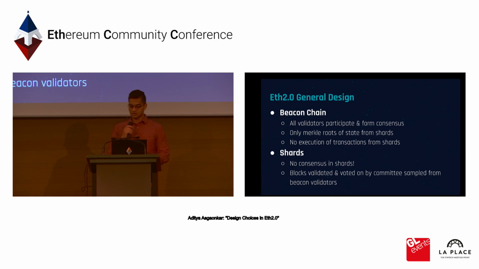And if you aren't forming consensus in shards, then how does a shard chain grow? So what we do is sample validators from the entire validator set and assign them to specific shards. And instead of forming consensus in shards, they just vote on blocks. So it's not a consensus algorithm as such, it's just voting. And if you have some sort of a majority, then that block is considered good and is included in the beacon chain.